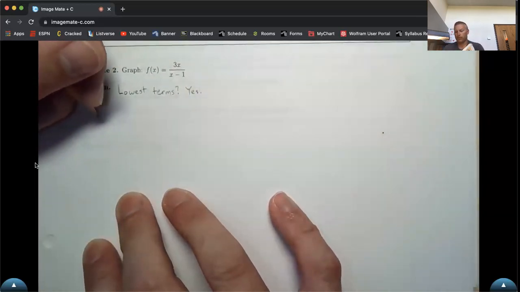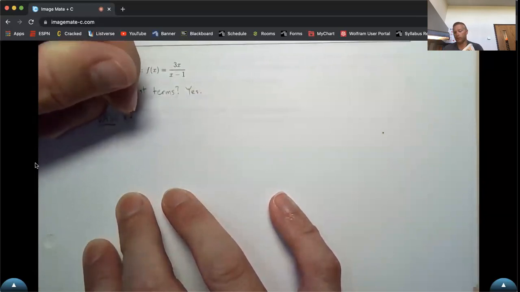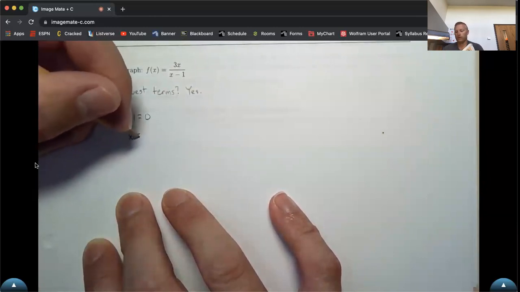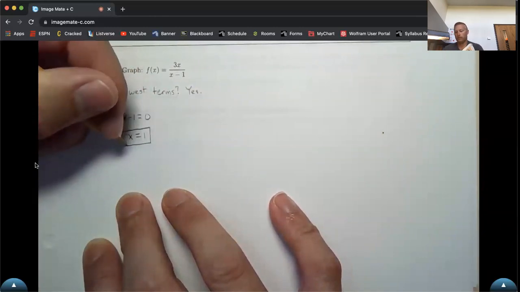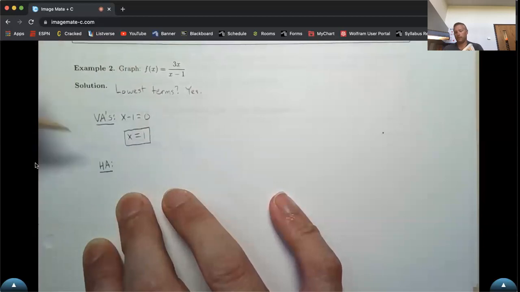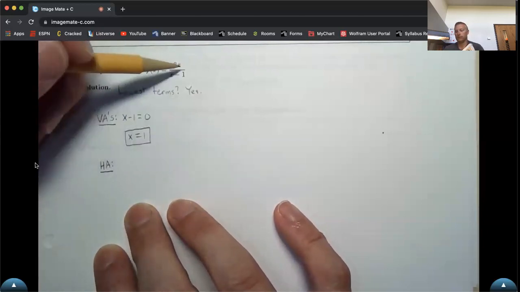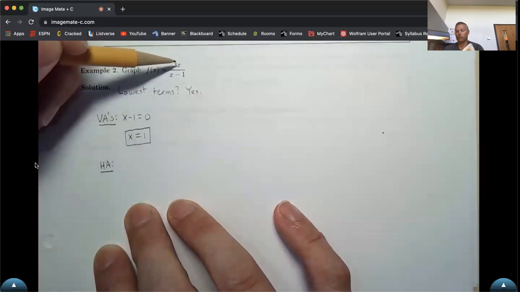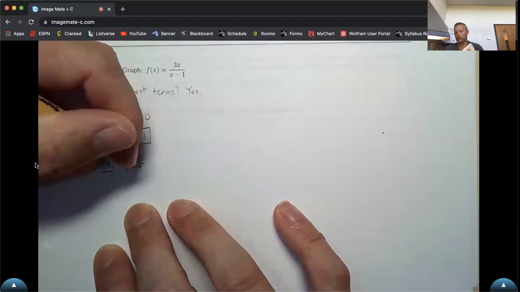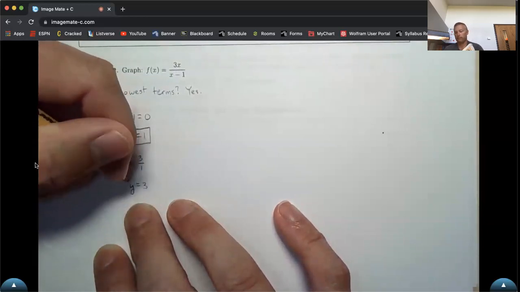So vertical asymptote, these are found by setting the denominator to 0. In this case, that'd be x minus 1 equals 0. So x equals 1. As far as a horizontal asymptote goes, since the degrees on top and bottom are the same, they're both x to the first, we simply take the ratio of the leading numbers. So 3 over 1. In other words, y equals 3.